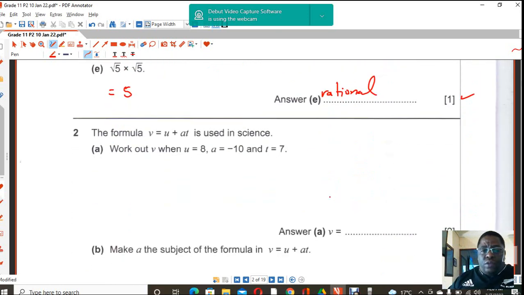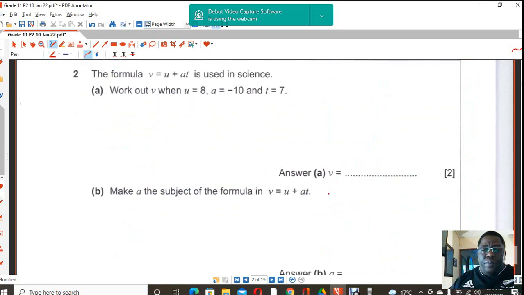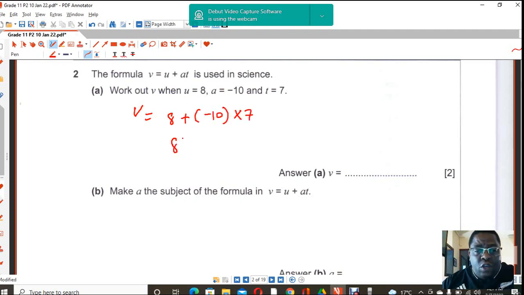Okay, let's go directly to question 2. Question 2 here, you have got a formula that is using signs, and you are now supposed to substitute to find the value of v when u is 8 and a is minus 10, times 7. So this is going to give you this particular value. All right, so we punch that in, you get minus 62.